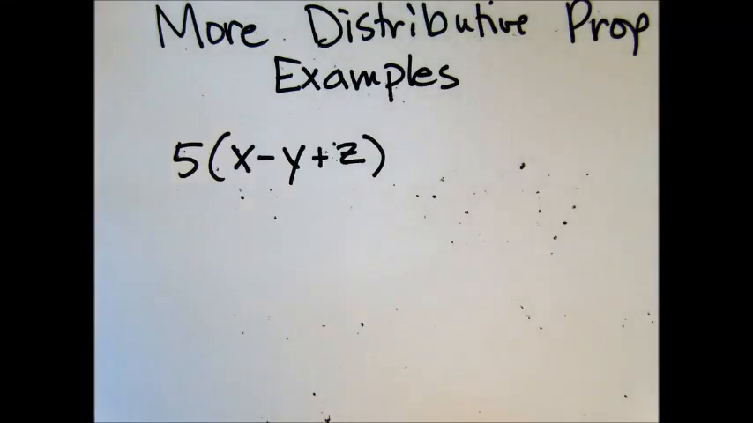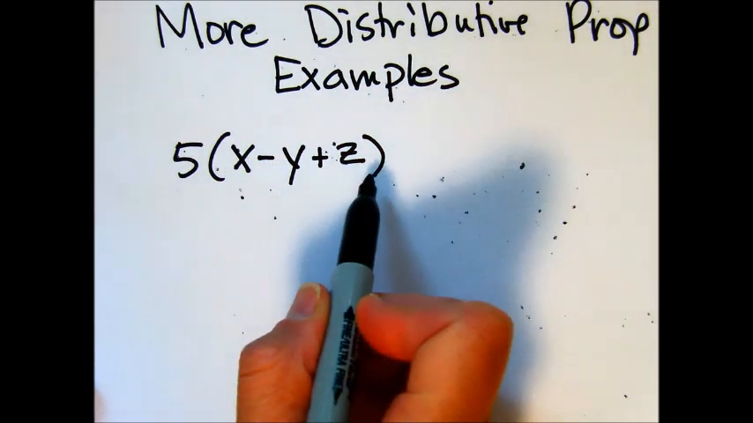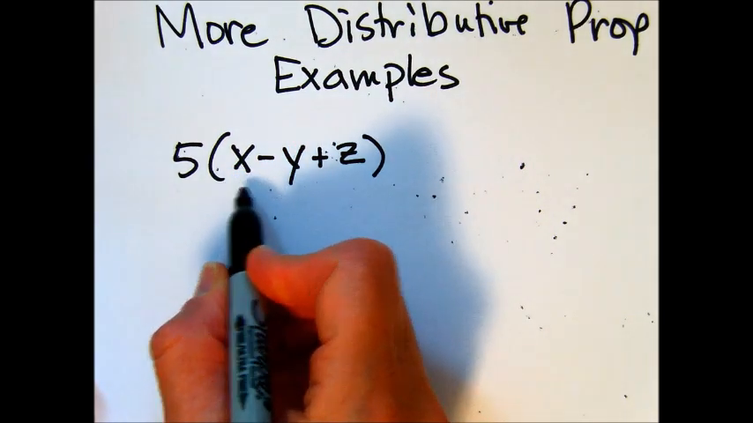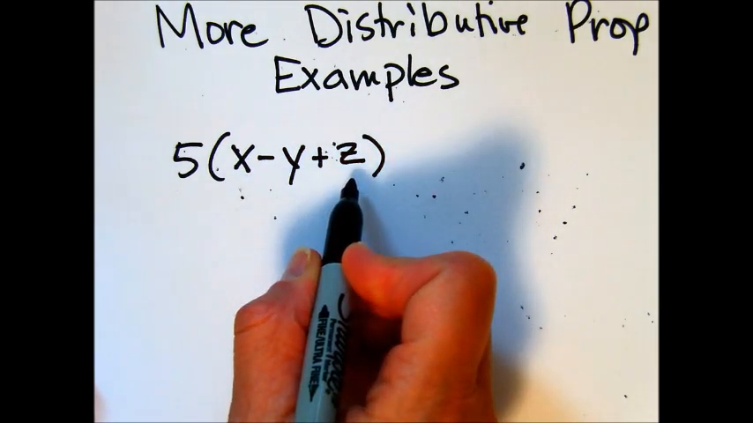I want to go through a couple more examples of distributive property. In this first one, notice that we've got three terms within the parentheses. This is called a polynomial, and when there's three terms, it's called a trinomial.